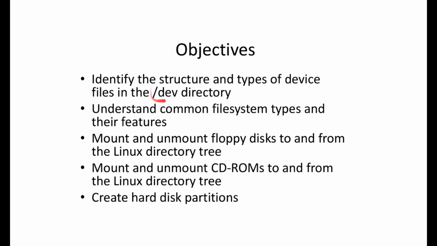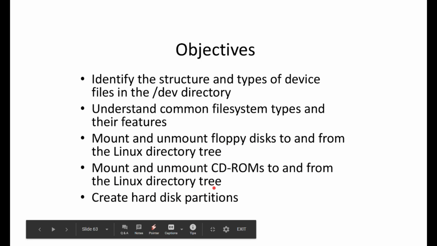You find those devices in your /dev folder. That is called your device directory, in which you find the devices which you can attach manually and detach by unmounting. So mount is a command to attach, to connect anything manually, and unmount is to detach. There are common types of file systems and their features. Mounting and unmounting of floppy drives to a Linux directory tree: you have a parent tree structure to which you want to attach systems like floppy disks and CD-ROMs, and detach them from the Linux directory tree. You also have to create disk partitions.